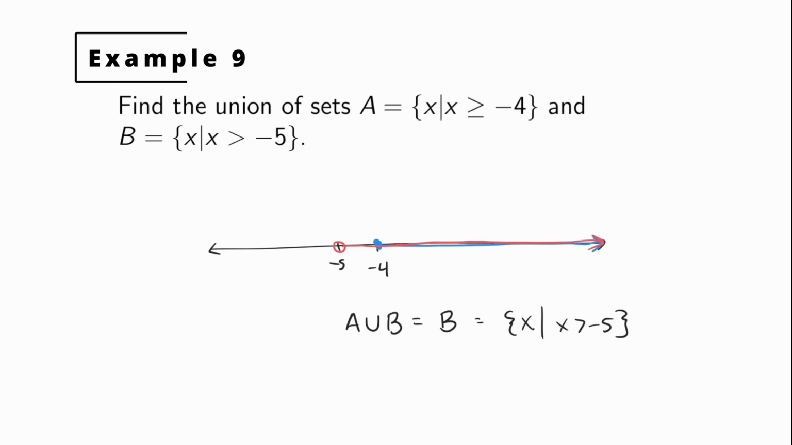And that's it for intersections and unions. Again, if you're having any trouble with these, just graph them. If you're having trouble graphing them, go back and watch the video on graphing inequalities on the number line. But once you can master that, then finding the union or intersection of a couple of sets should be no problem at all.